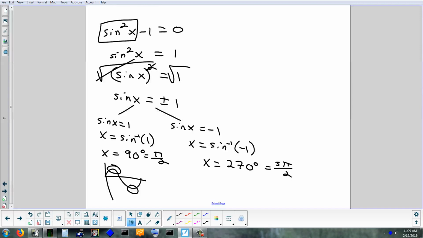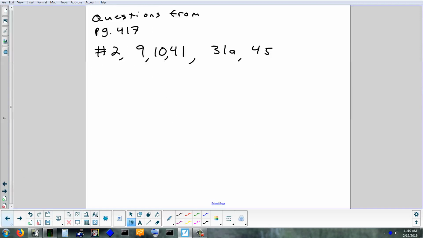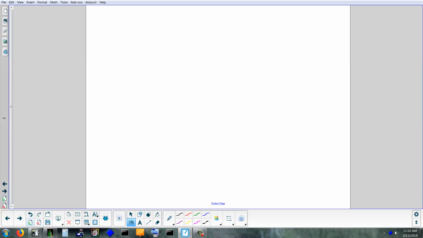If you got to the step where you took the square root, I'm guessing a lot of people, when they took the square root of 1, forgot to write both answers. If you got to that step. All right, so that was 41. Let's take a look at 31A.